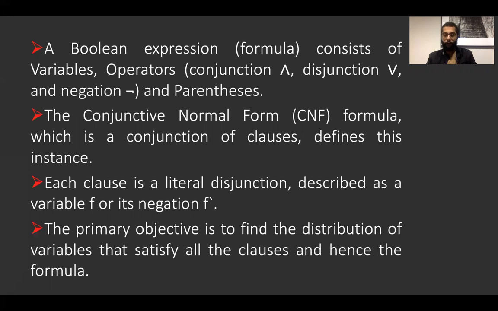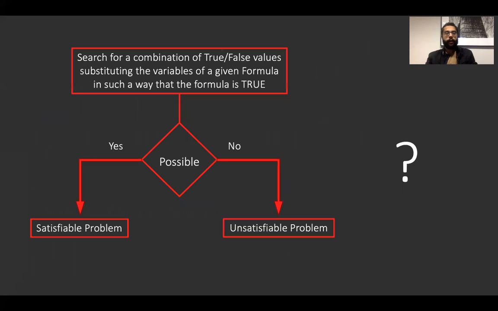So our final solution is some values for all the variables we are using. These are Boolean variables. We have either true or false, 0 or 1. Then we need to apply these values over all our clauses. So we are searching for a combination of true or false values, substituting these variables in a given formula in such a way that the formula is true. If this combination exists, the problem is satisfiable. If not, the problem is unsatisfiable.